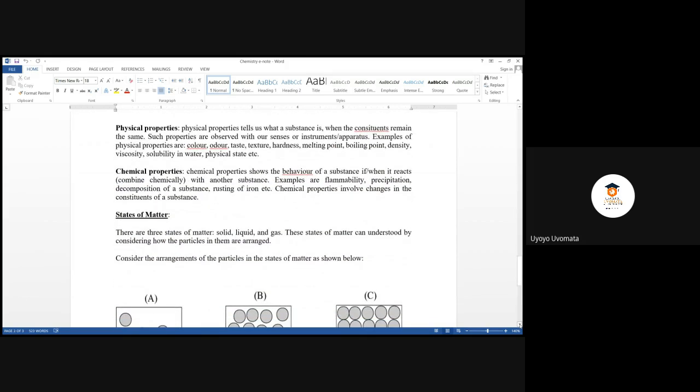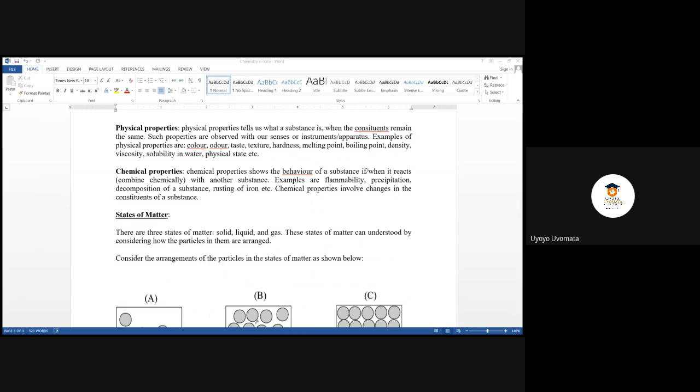It's easy and simple. There are things we can relate with when we see the substance or when we perceive the substance. Physical properties tell us what a substance is when the constituents remain the same, that is to say, when the things that make up the substance remain the same. There are properties we can identify using our senses, or that we can measure using instruments and apparatus.